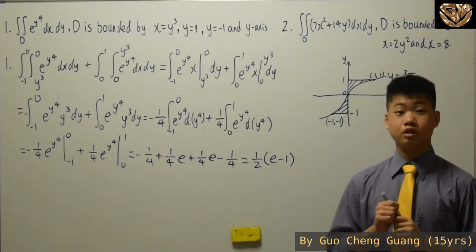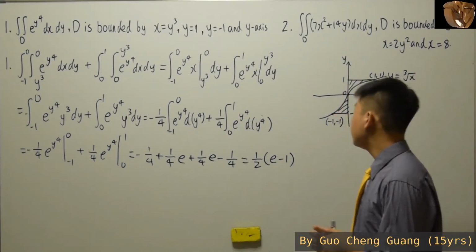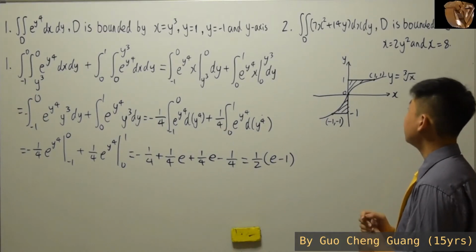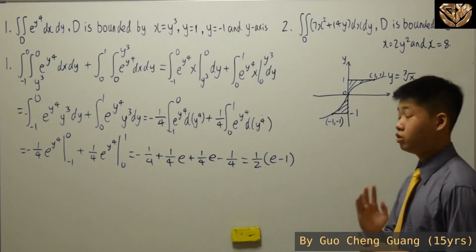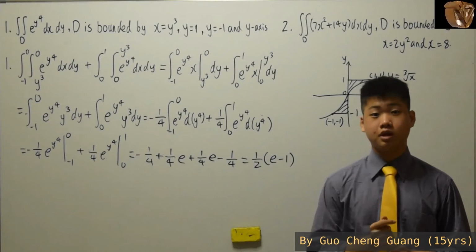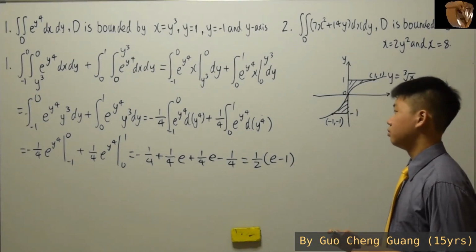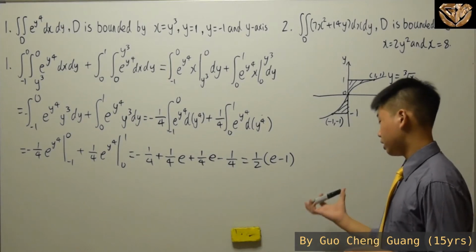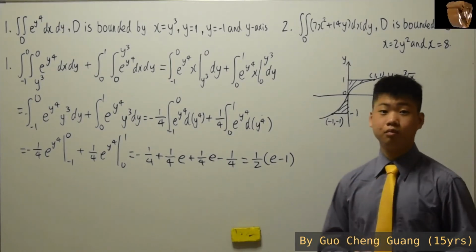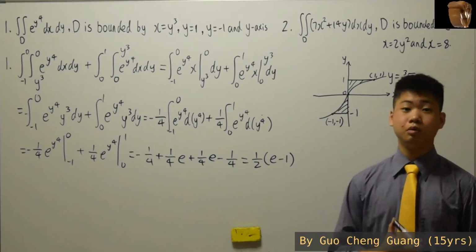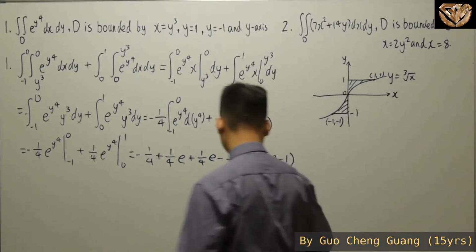Right, so the process should be rather simple, since what you did was just to determine what the graph looked like and separate it into two different parts to integrate them separately. And afterwards, it will just be some calculation to get the final answer, half e minus 1. Right, so that's the first example. Next, we'll be moving on to the second example.